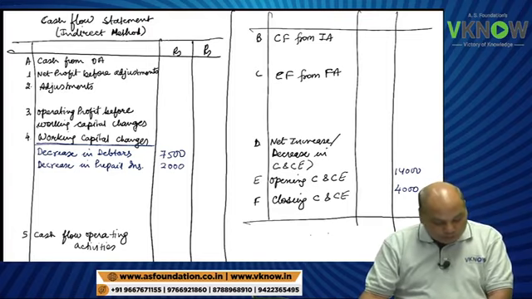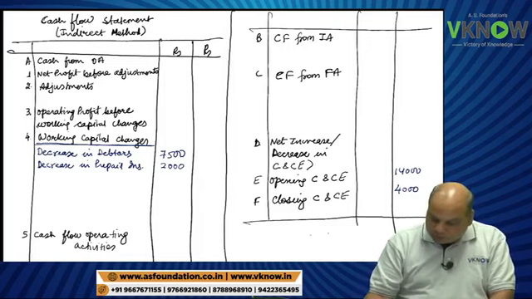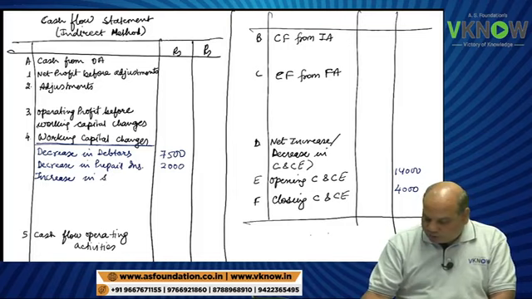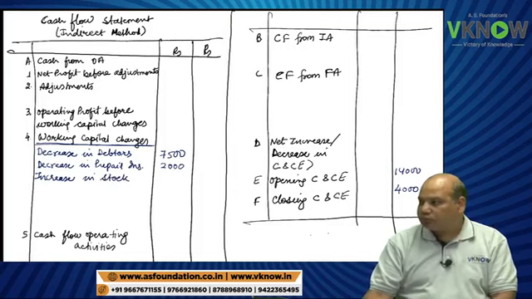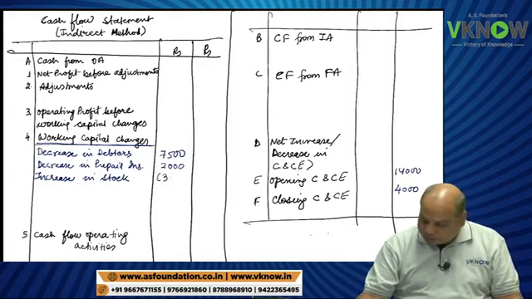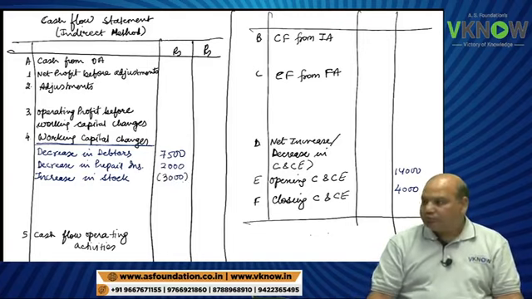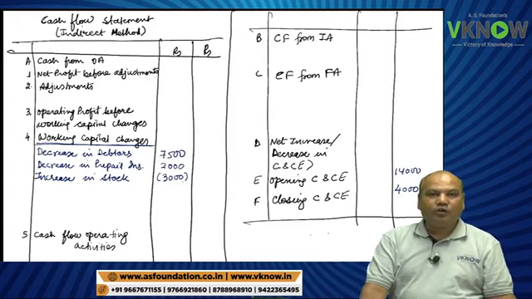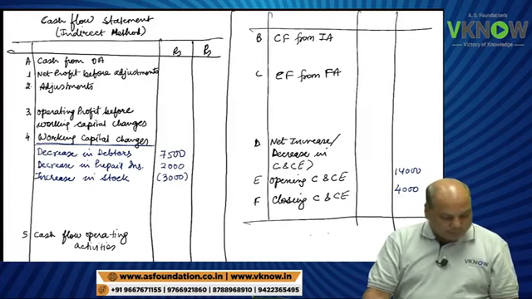Inventory. Inventory has increased. So I will write increase in inventory. Increase in stock is a decrease in cash flow.